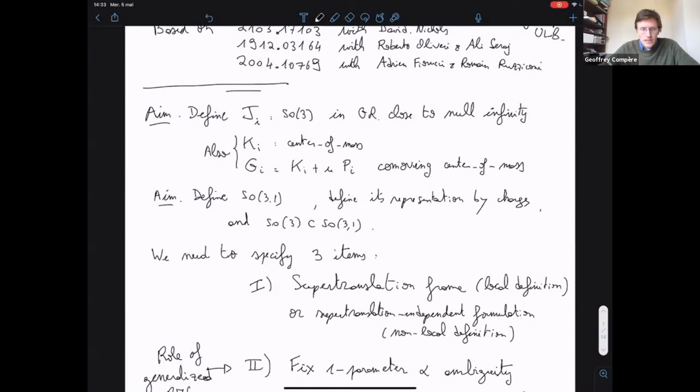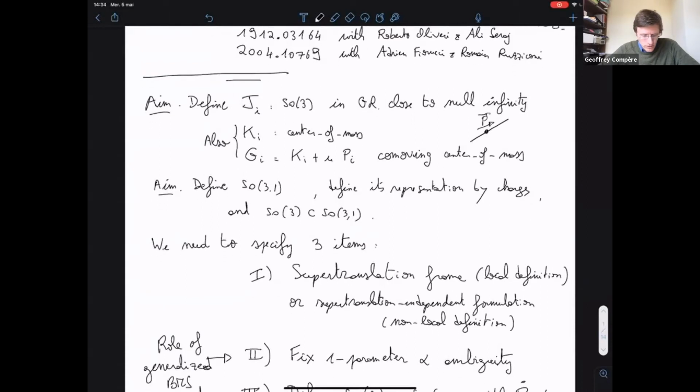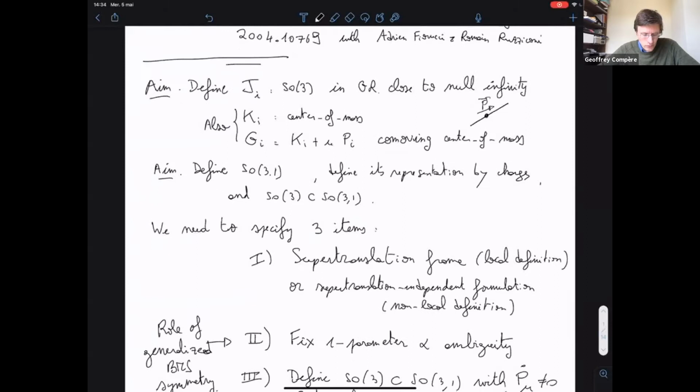As you know, there are two definitions of center of mass really, even in Newtonian gravity. If you have a worldline with some momentum p, either you can talk about the center of mass at initial time, which I would call K_i, the conserved center of mass, or you can talk about the co-moving center of mass, moving along the momentum of the body, which I would call G_i. So there will be an SO(3,1) subgroup of the diffeomorphism group to be identified, and then a further step is to isolate an SO(3) subgroup out of it.